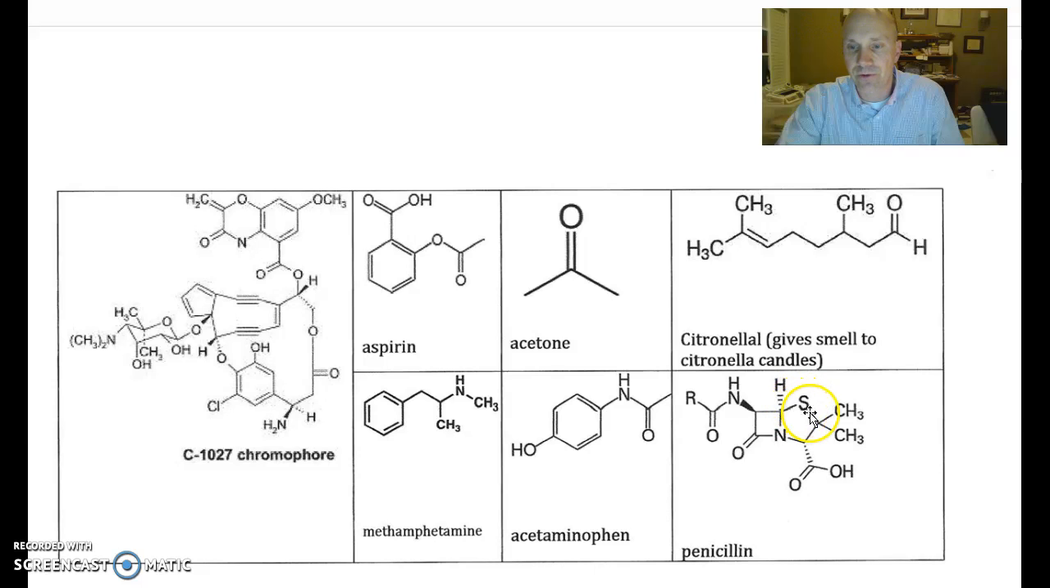But this sulfur right here, anytime you see a sulfur that has two single bonds coming from it and nothing else, it's going to have a strong odor. So this is what would cause a bottle of penicillin to have a pretty bad smell to it.